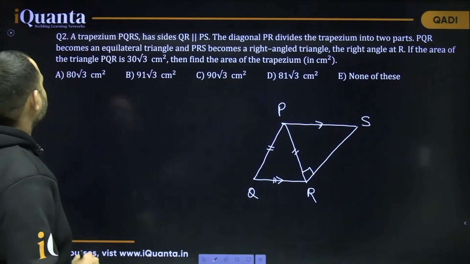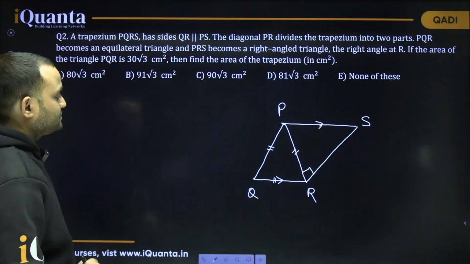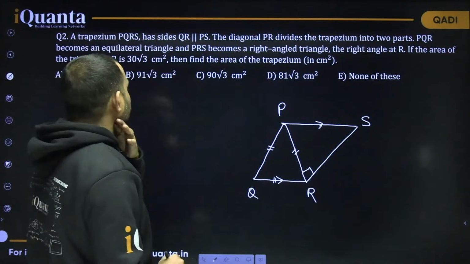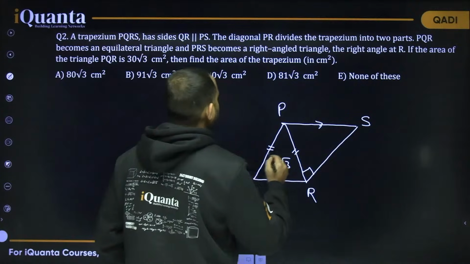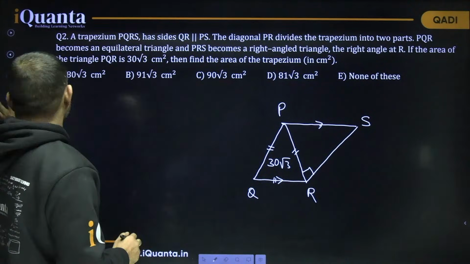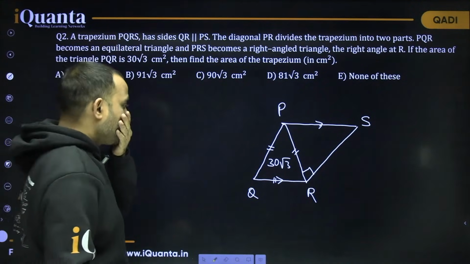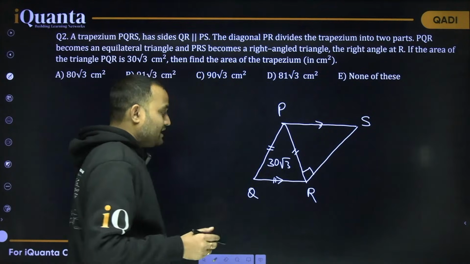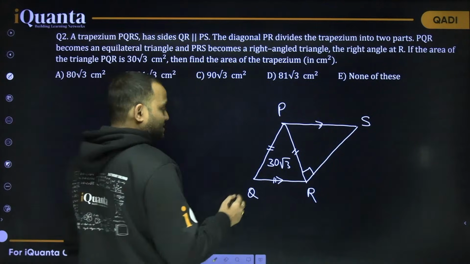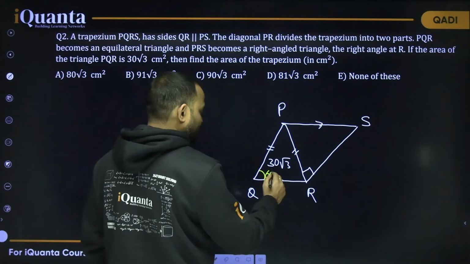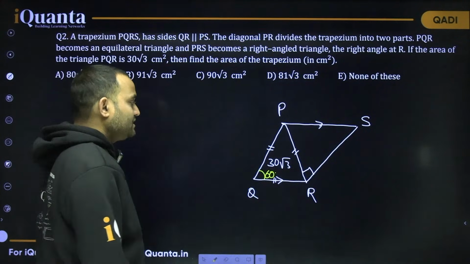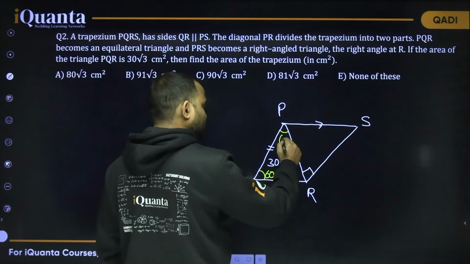Then it says the area of triangle PQR is 30 root 3. This is given, 30 root 3. Find the area of the trapezium. So what can we say here? This is 90 degree. In case of trapezium, see these two are parallel, right? If this angle is 60 degree, this angle will also be 60 degree.